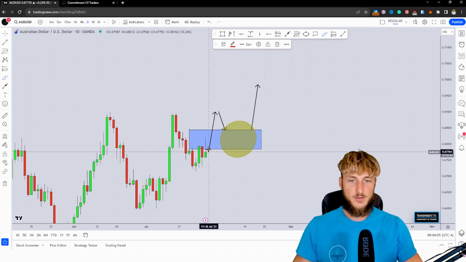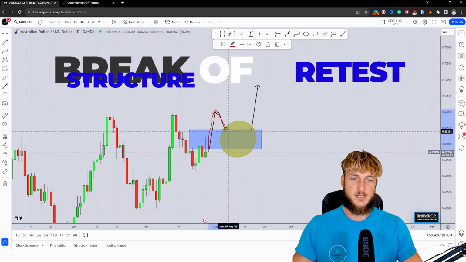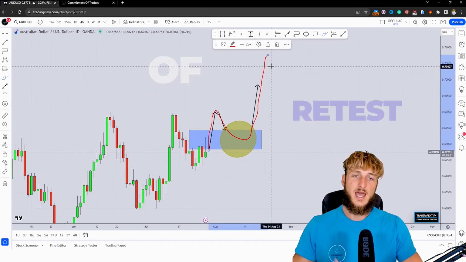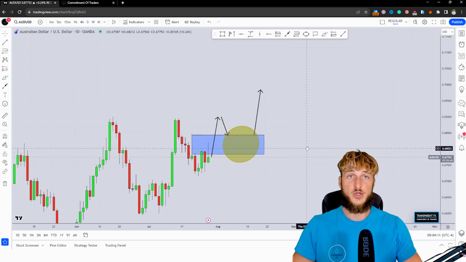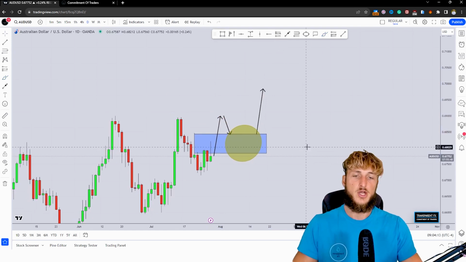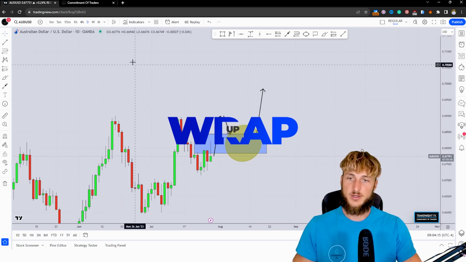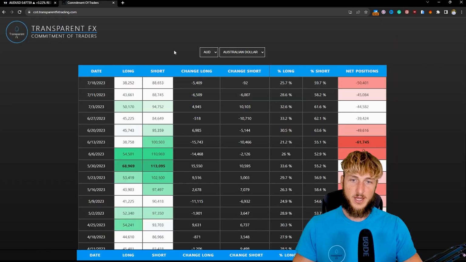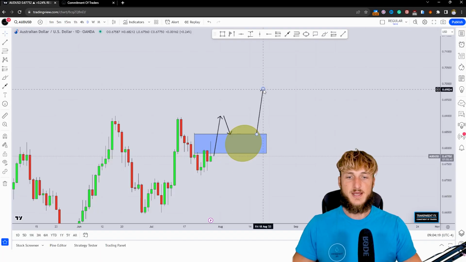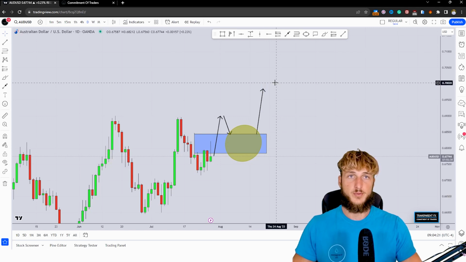So if we do get the break up of this resistance on the retest of this previous resistance turned support, we could be approaching a potential rejection higher. Now, as usual, trading is reactive and not predictive. The monthly, weekly, and daily combined with the COT data, these are the best time frames from a directional perspective.